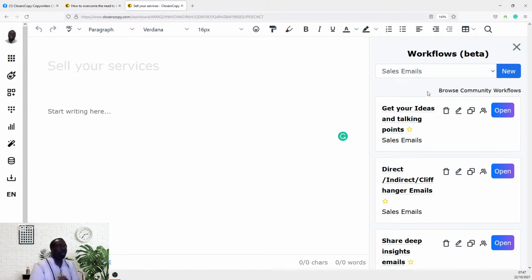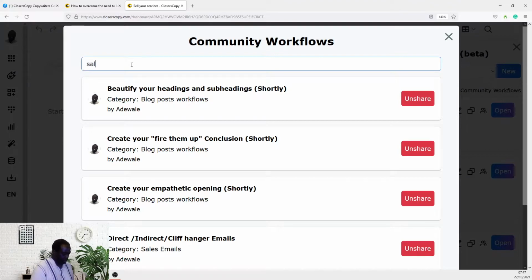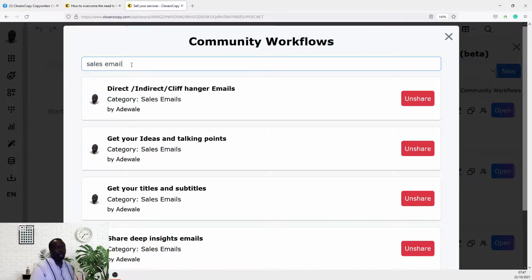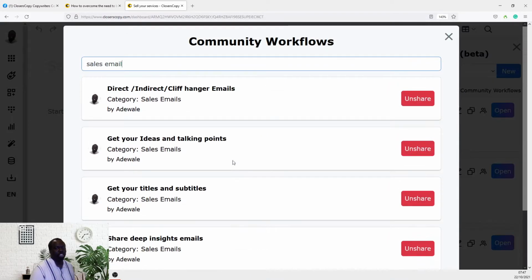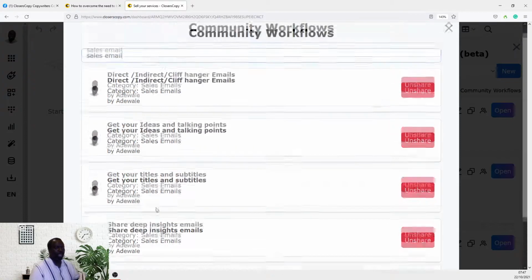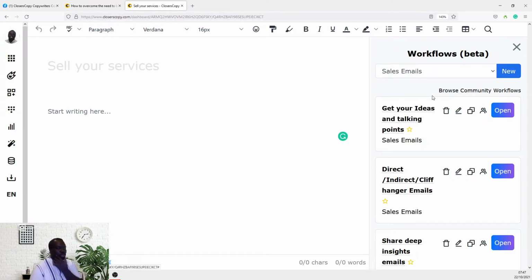If you're trying to get this sales emails framework, you go to the community, browse to the community, and just look for my name, or just type in sales email, and it will pull up all the frameworks that are in the sales email. I would suggest that you just add all of them, because they walk you through the steps of doing what I'm going to share with you today.